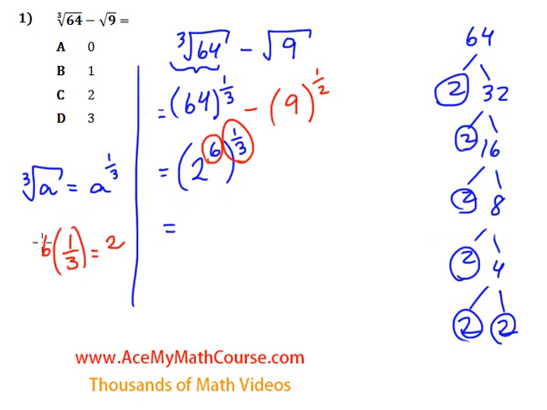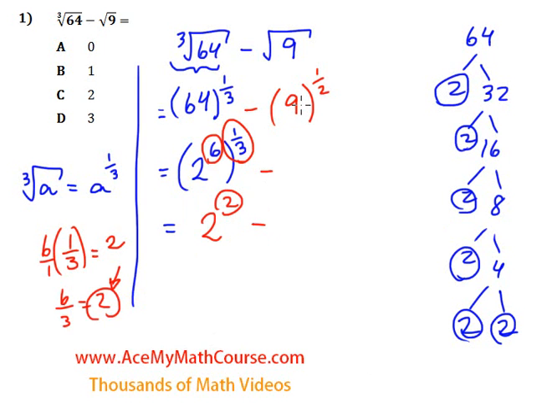Because 6 is just 6 over 1. 6 times 1 is 6. 1 times 3 is 3. 6 divided by 3, 2. So, we just get 2 to the power of 2. Of course, this 2 came from here, 6 times 1/3. Now we're just subtracting.